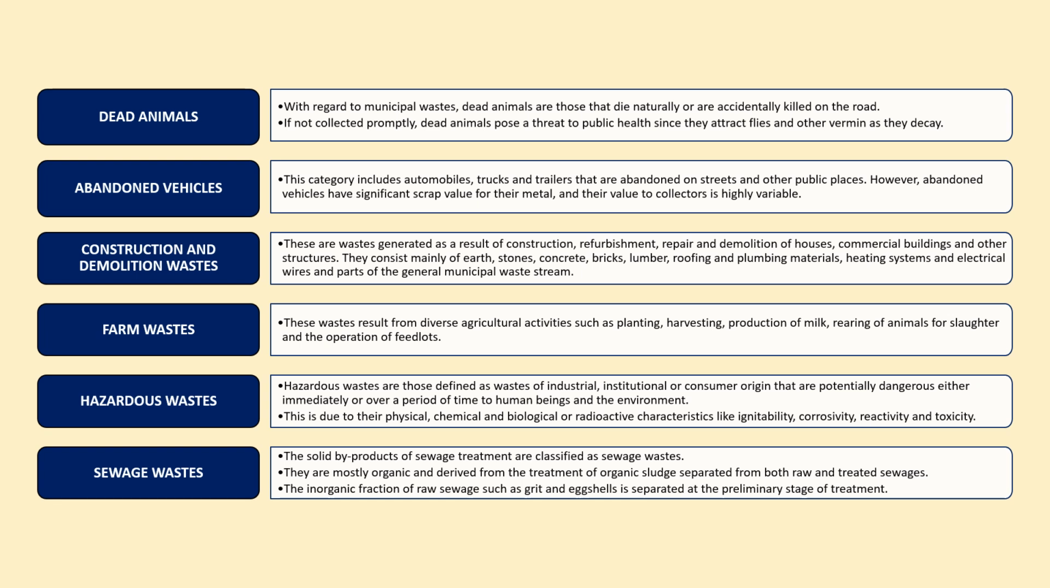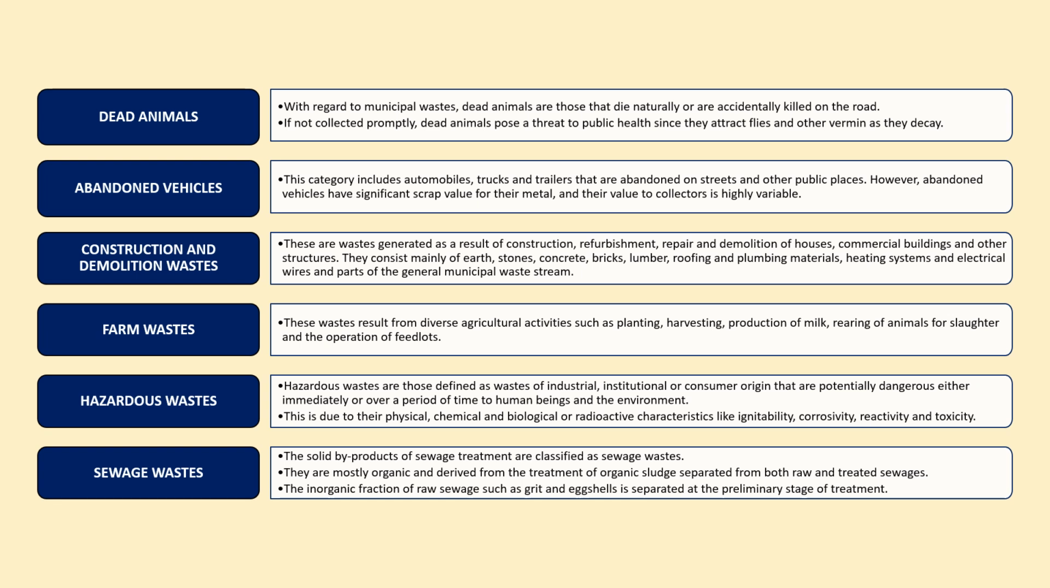Next are construction and demolition waste. So these wastes are generated from construction of buildings, may it be houses or factories or industries. So these wastes mainly consist of stones, concrete, bricks, cement. So these all come under municipal waste. Next is farm waste. These are the waste that are collected from agricultural activities, like after plantation or after harvesting or after rearing of animals for slaughter. All the waste that are collected after these activities, they are under farm waste.